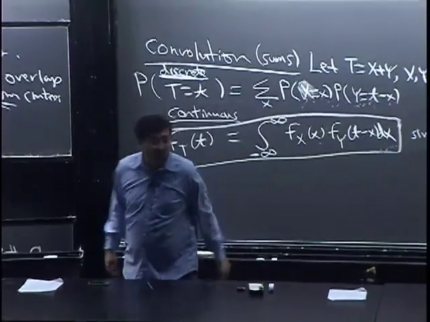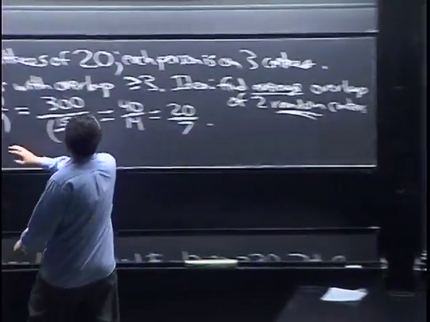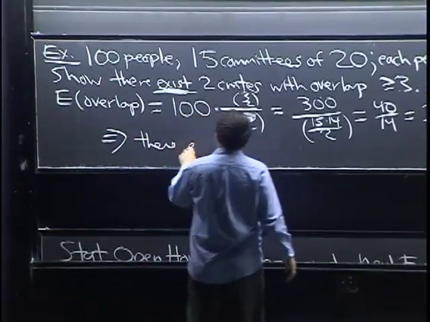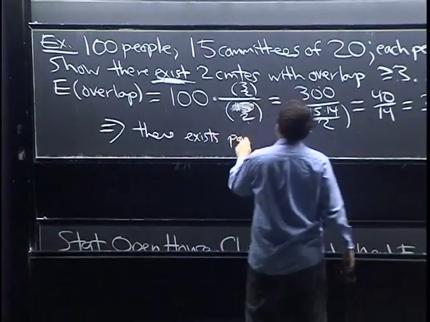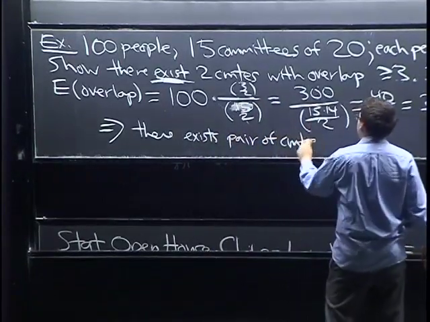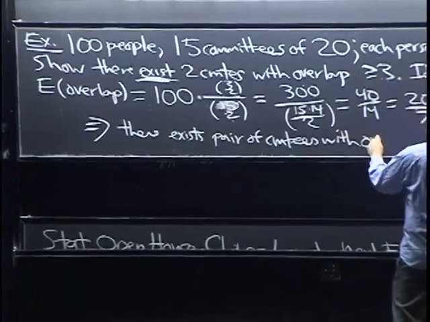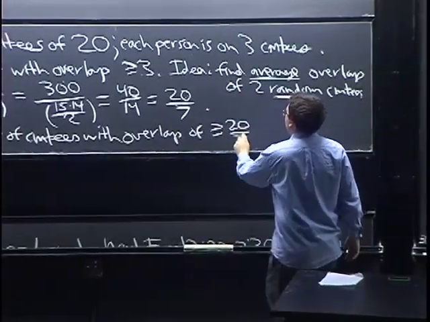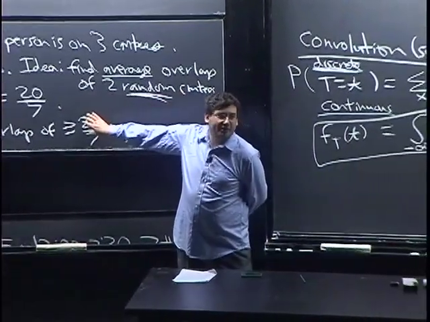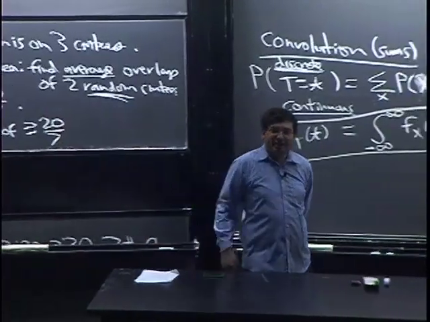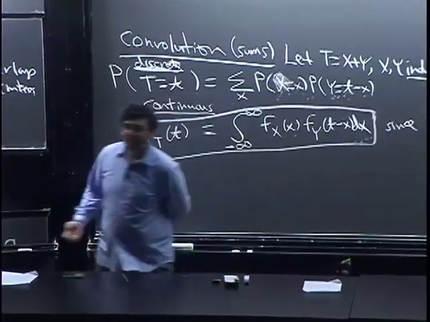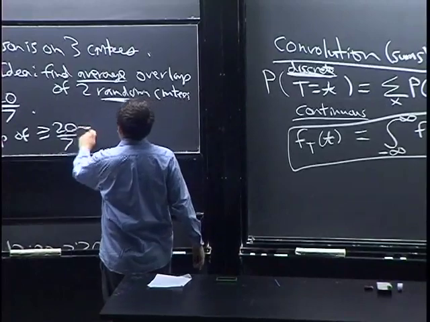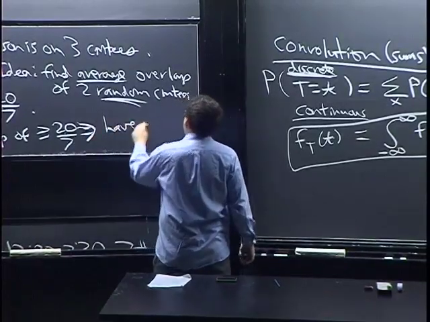But here's the idea. The average is 20 over 7. That implies that there exists a pair of committees with an overlap of at least 20 over 7. Now, there's no way that two committees can have an overlap equal to 20 over 7. If the overlap were only 2, that would not be good enough. So we get to round this up to the next integer because the overlap is an integer. So that means we can have an overlap of at least 3.